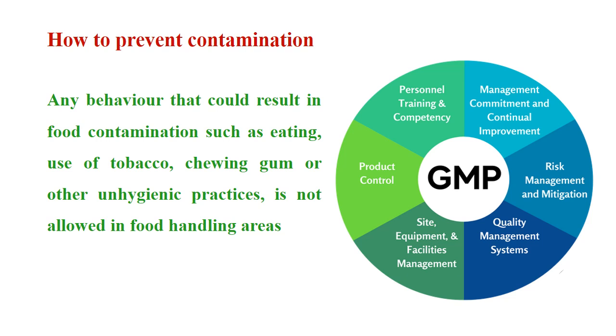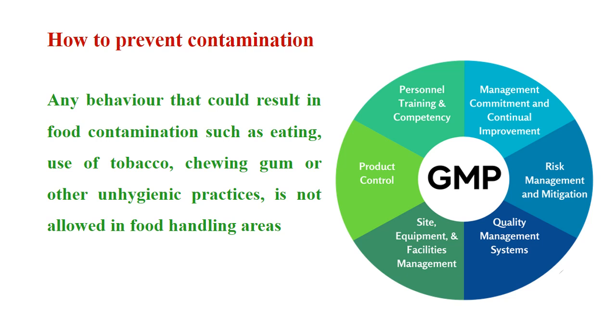That is, any behavior that could result in food contamination, such as eating, use of tobacco, chewing gum or other unhygienic practices, is not allowed in food handling areas. This is one of the most important points to be followed by all the people working in a food processing plant.